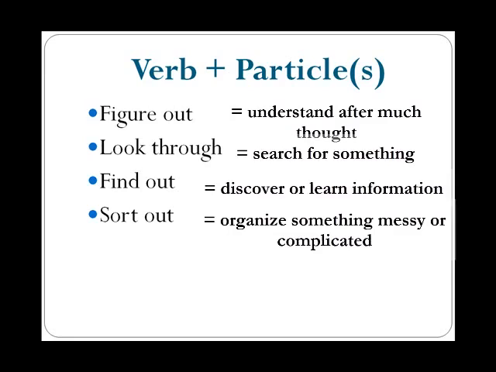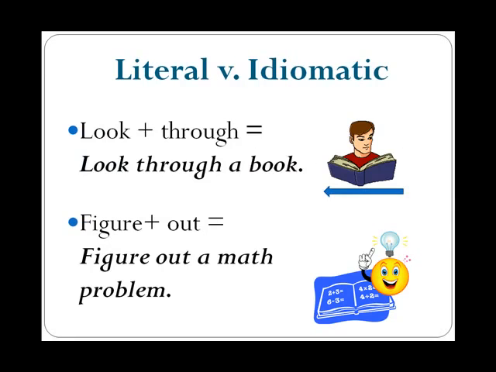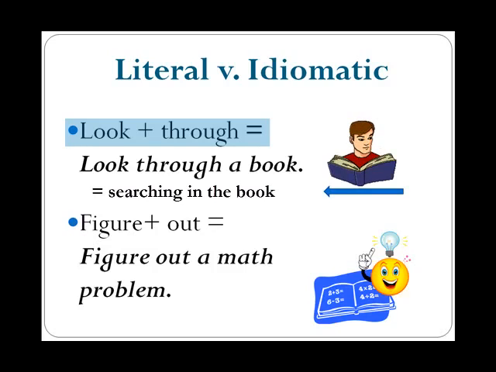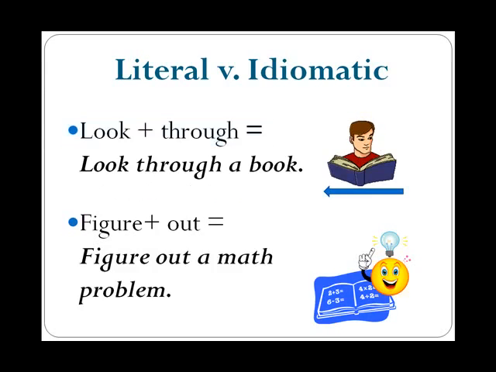After all, there are hundreds of phrasal verbs used in English. The definitions of some phrasal verbs are rather easy to understand because they're more literal. That means their meanings are still close to the original definition of the verb. For example, look through. Look means to see with your eyes. To look through a book means you're searching through the book. You're using your eyes and you're going from one end of the book to the other, searching for information.